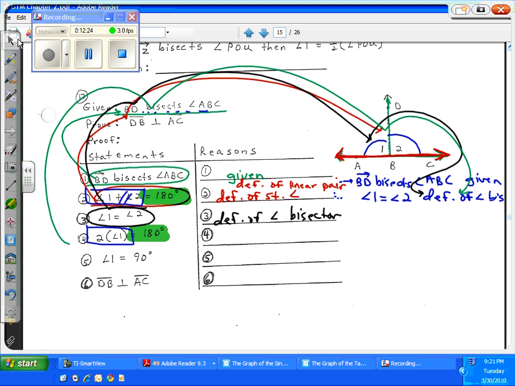Now, to go from an angle 1 and an angle 2 to two angle 1s, we must have replaced that angle 2 with an angle 1. And to be able to replace angle 2 with something, we have to replace it with what it's equal to. So because angle 2 is equal to angle 1, I could replace the angle 2 with angle 1, and that would give me two angle 1s by substitution property of equality.